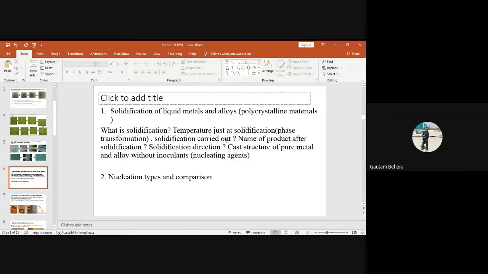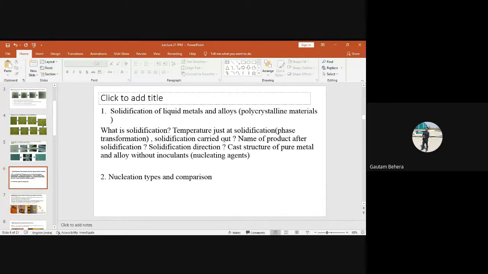Solidification is carried out in the mold, as I have told. It may be a metallic mold, it may be a ceramic mold, right? Because ceramics have very high temperature, no problem. And some metals also have high temperature. You can use metals as a mold, and if you are using metal as a mold, the solidification will become faster.